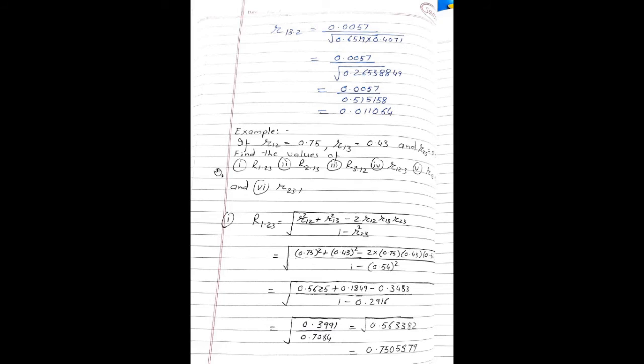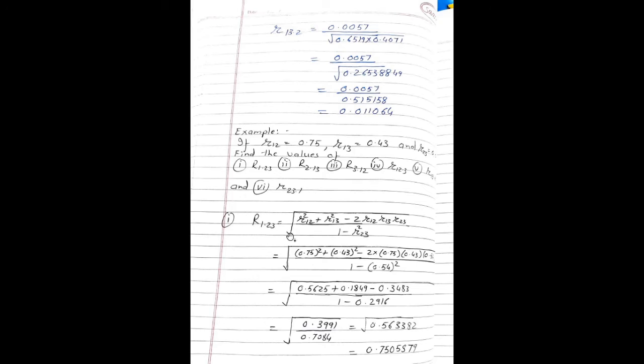So second problem, if r12 is equal to 0.75, r13 is equal to 0.43 and r23 is equal to 0.56. Find the values of capital R 1.23, capital R 2.13, capital R 3.12, small r 12.3, small r 13.2 and small r 23.1. First of all, we will find capital R 1.23.